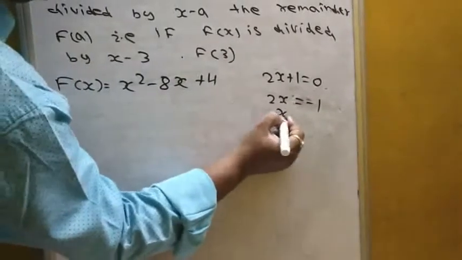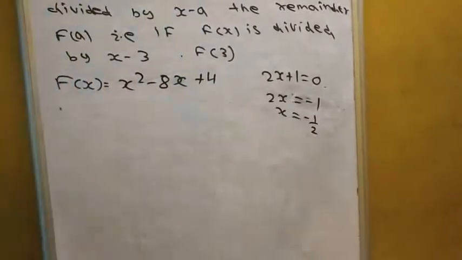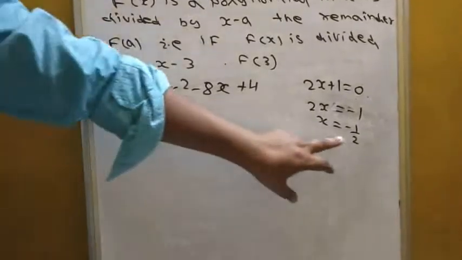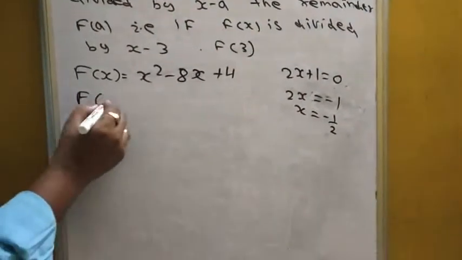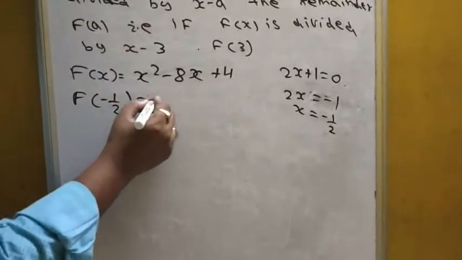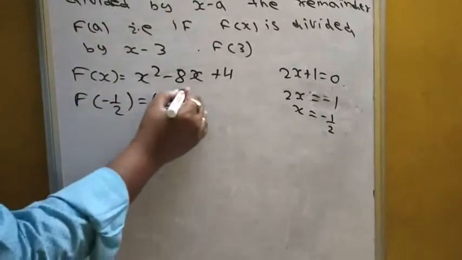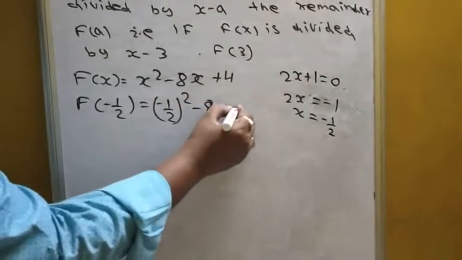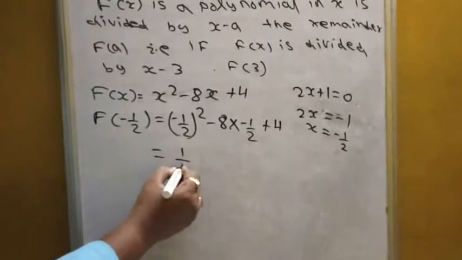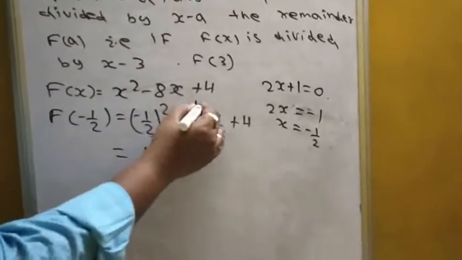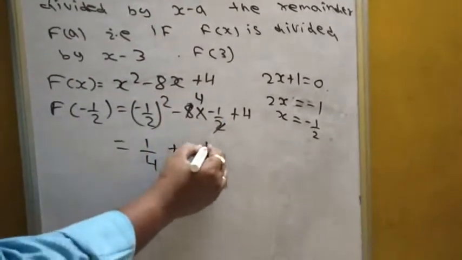Minus 1, x equal to minus 1 by 2. What are you getting? x equals minus 1 by 2. You put that value here. f of minus 1 by 2 equals minus 1 by 2 squared minus 8 into minus 1 by 2 plus 4. You got how much? 1 by 4, 2 1s are 2, 4s are plus 4 plus 4.